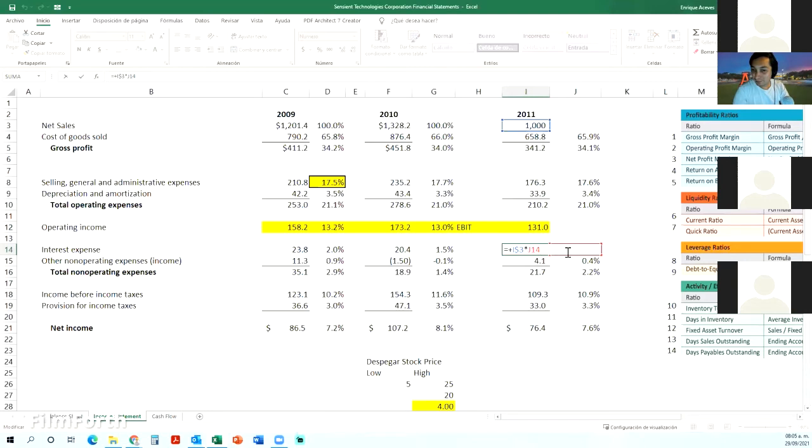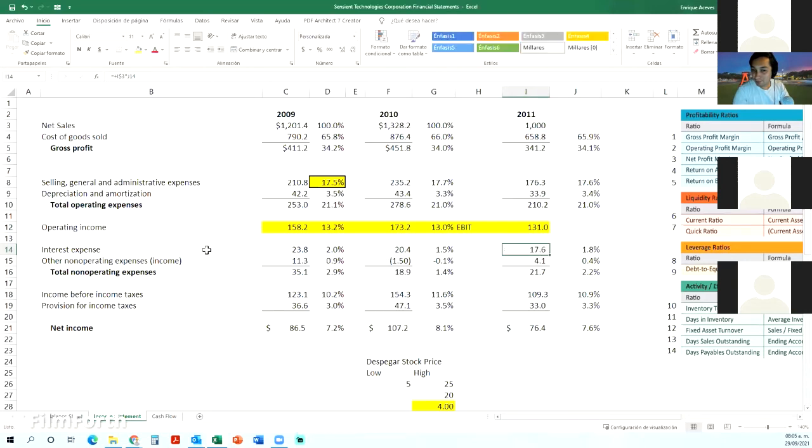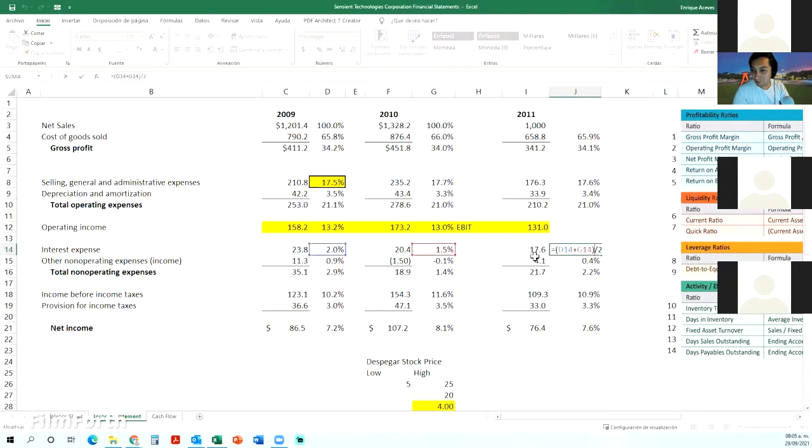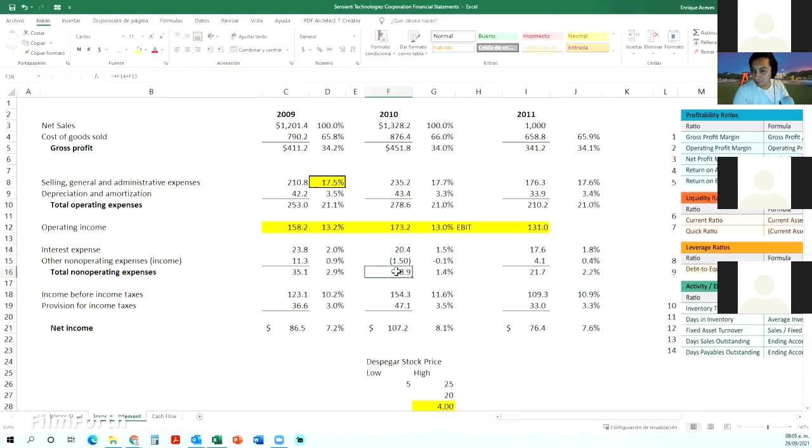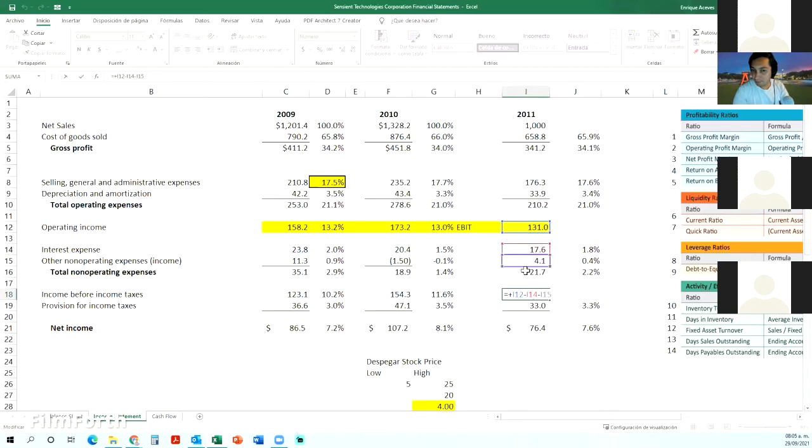So interest expenses, perfect. It's good. Other operating expense and income, yes. Plus, yes. EBIT plus interest and non-operating expenses.